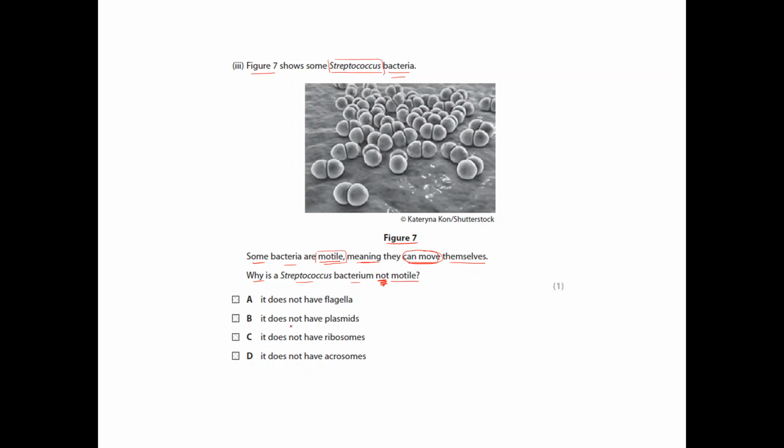Okay, your answer should have been this one here. Okay, it does not have a flagella. Now, if you remember, flagella in your bacteria cell looks like a tail. Okay. And as you can see, these bacteria do not have them. So it would have been 1 mark if you'd suggested A.